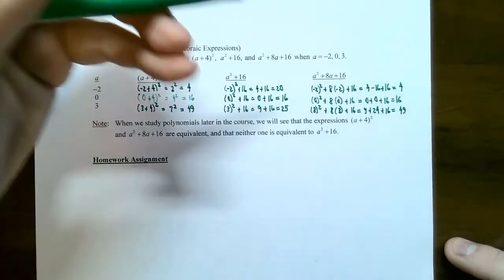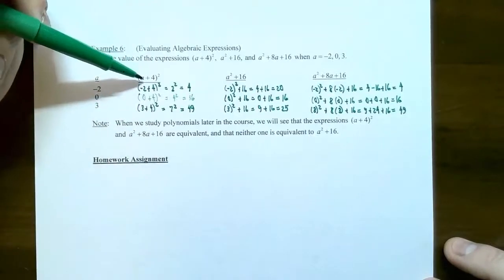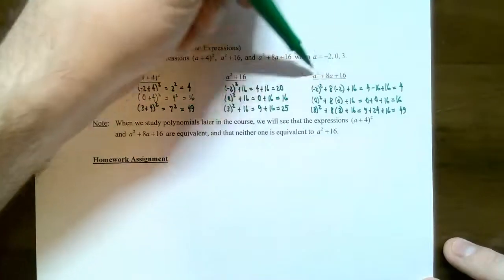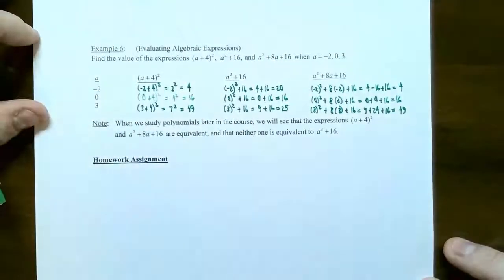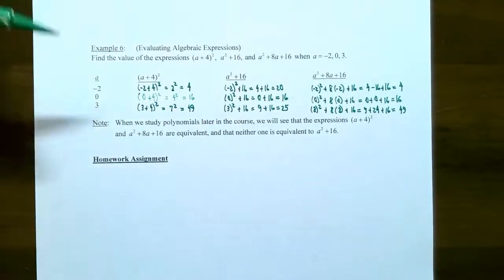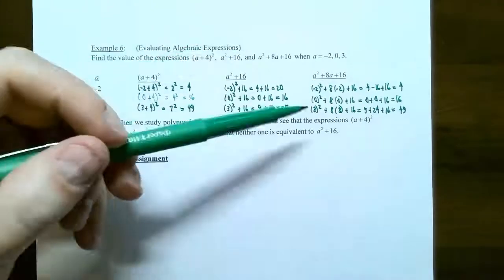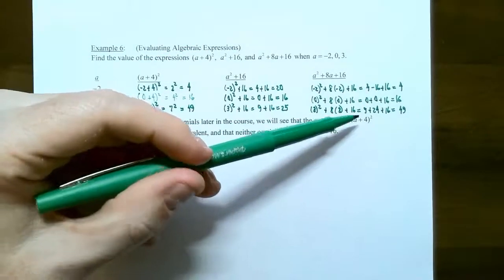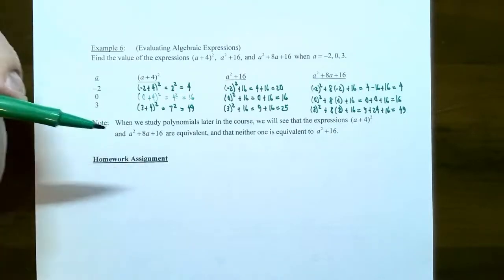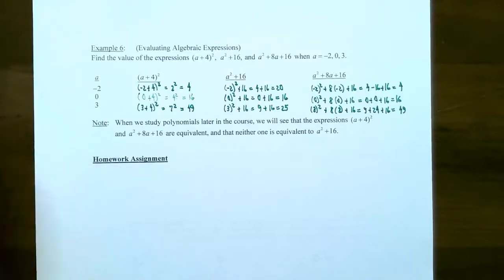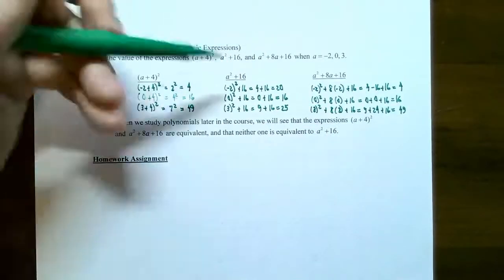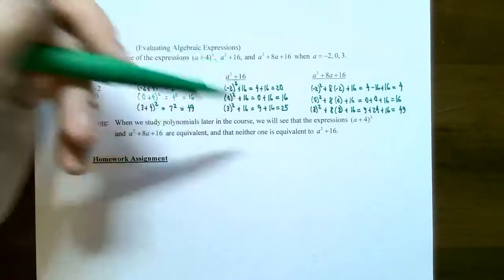So what this means is that it looks like if you have (a + 4) squared, it might be equal to a squared plus 8a plus 16 if you simplified, because it looks like we're going to get the same values if we plugged in the same value of a. When we study polynomials later in the course, we're going to see that the expression (a + 4) squared and a squared plus 8a plus 16 are equivalent expressions, which means that whatever value you plug in for a, you will always get the same value for both expressions. But a squared plus 16 is not equivalent to the other two.